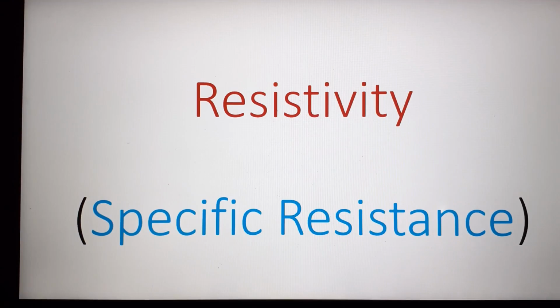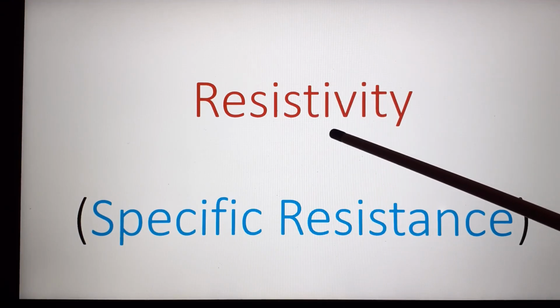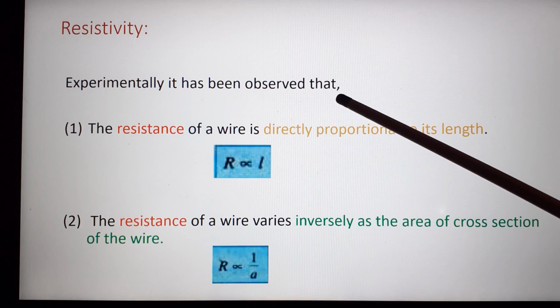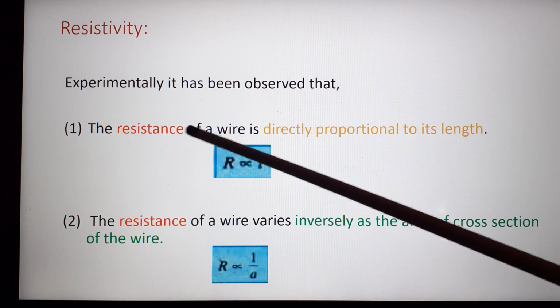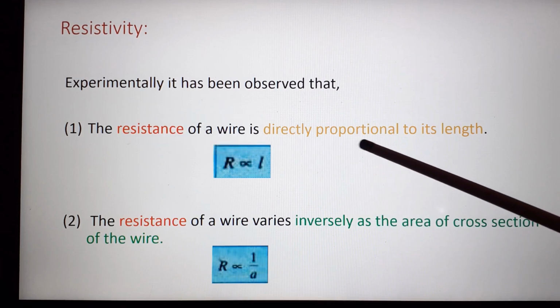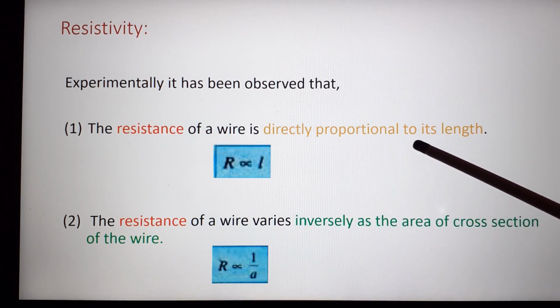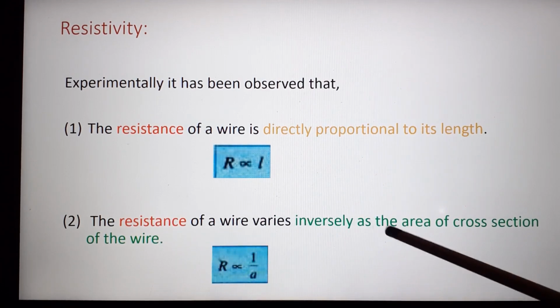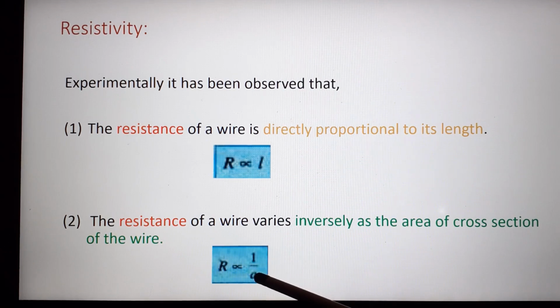Hello everyone. Today's topic is resistivity, also called specific resistance. In our previous topic of resistance, we already understood that the resistance of a wire is directly proportional to its length. And the second factor is that the resistance of a wire is inversely proportional to its area of cross section.